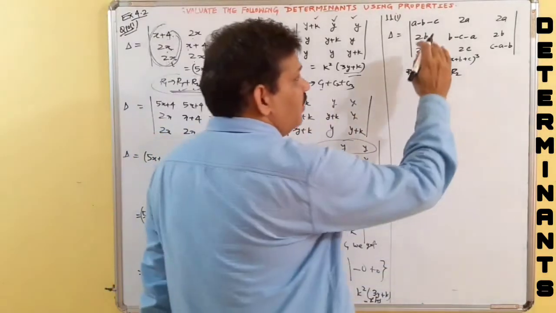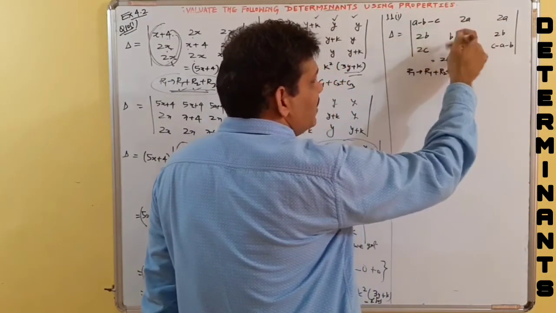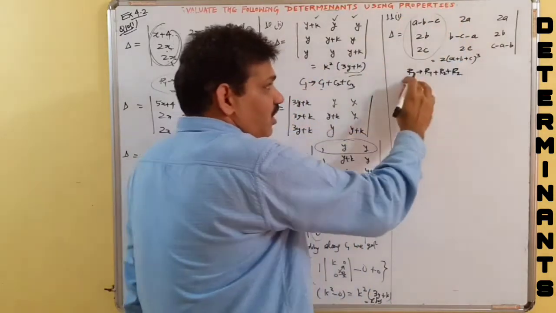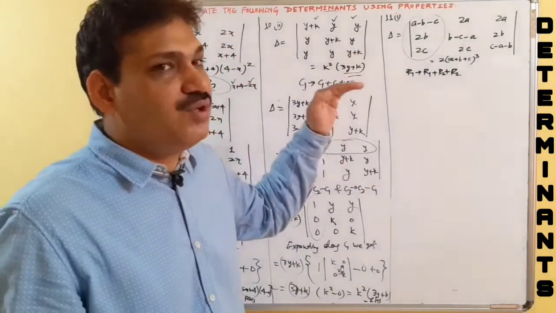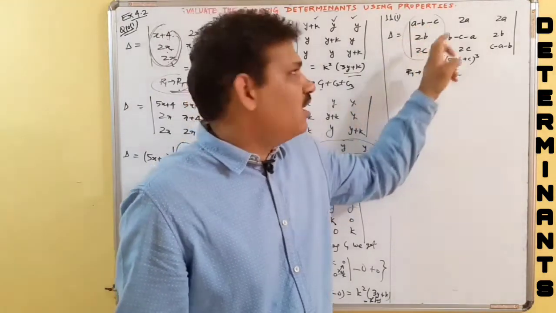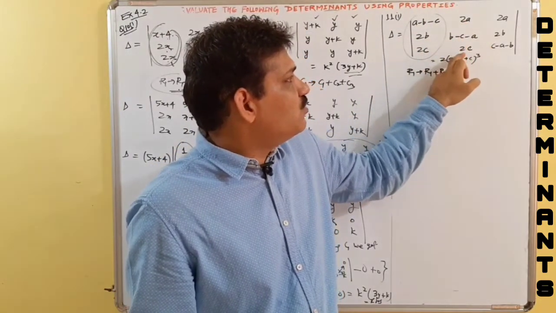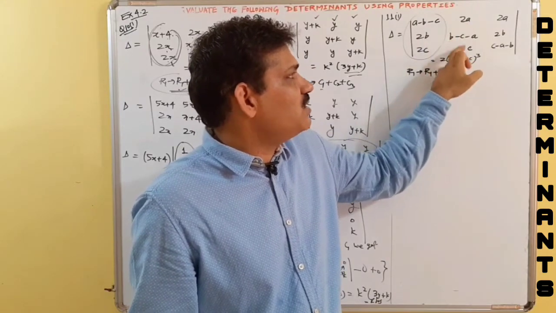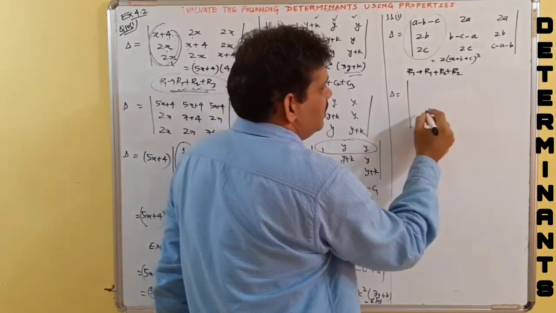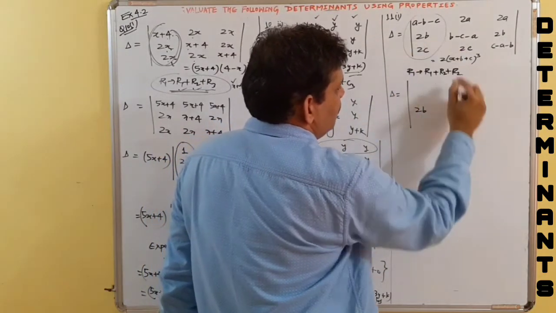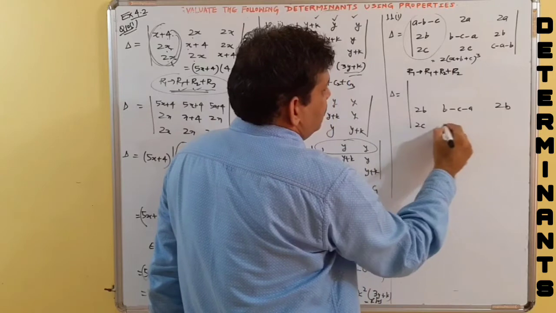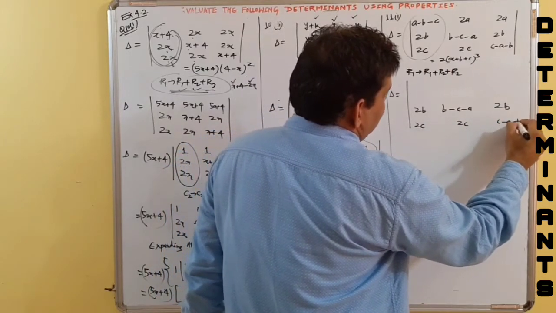Well, here if I add these, I am getting 5a minus b minus c, but adding the elements of a column, that means adding row wise, we get a minus b plus 2b, that is a plus b plus c. And again here I am getting 2a minus a is a, 2c minus c is c, so a plus b plus c. So on applying R1 becomes R1 plus R2 plus R3, there is no change in R2, so 2b, b minus c minus a, 2b, 2c, 2c, c minus a minus b.